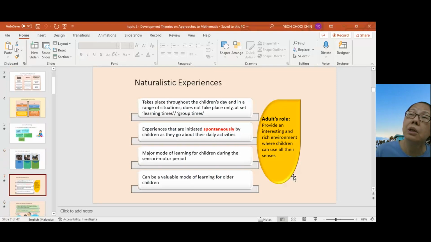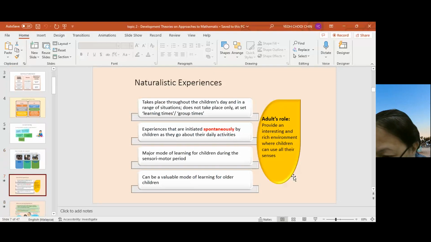What time is it now? It was 1 o'clock just now. Now it looks like it's 2. 1 plus 1 is 2. For example, how fast did you run over there? It took me 1 minute to run from here to there. That's another example. So that's how they learn. It's a spontaneous learning, naturalistic.